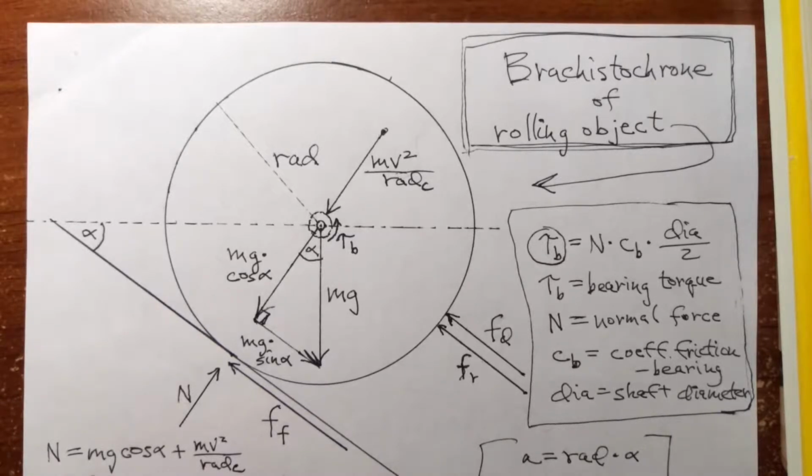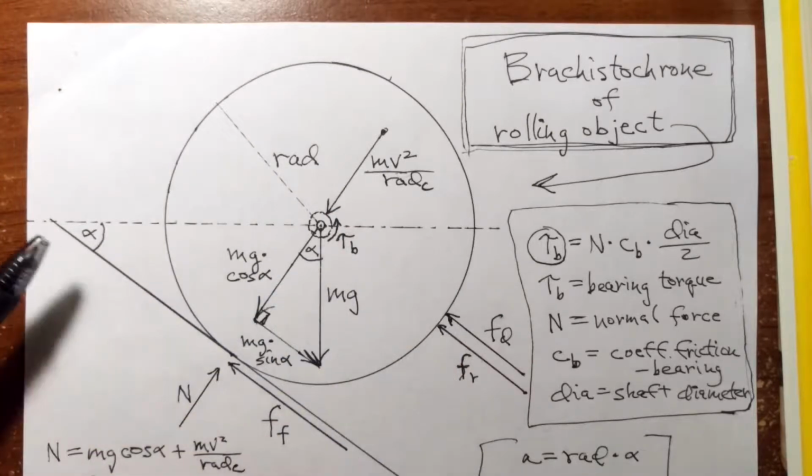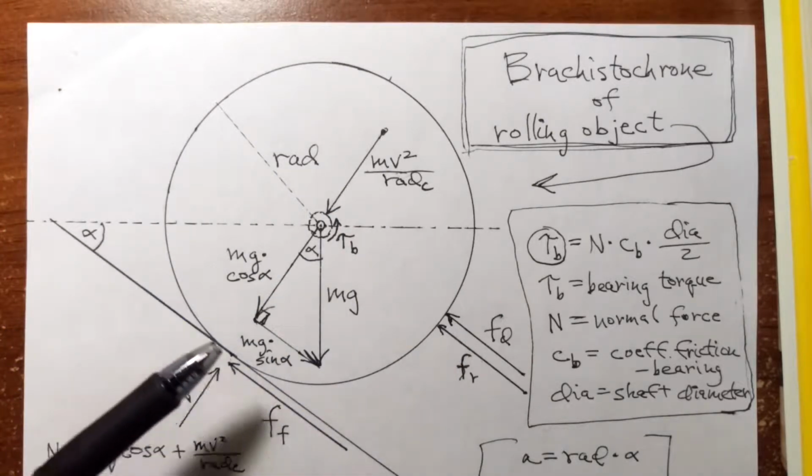This week we'll be discussing the Brachistochrone of a rolling object. This would be a companion video to my last one, Brachistochrone with friction and drag. Here we've got the rolling object rolling downhill, our slope or path right here.